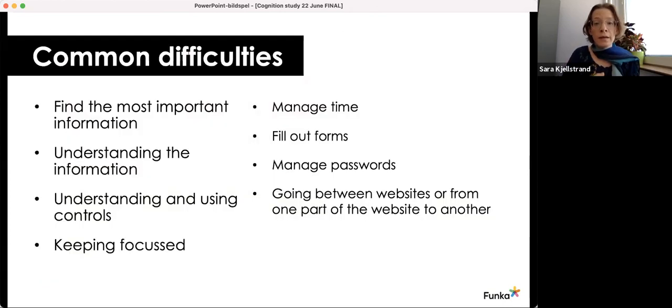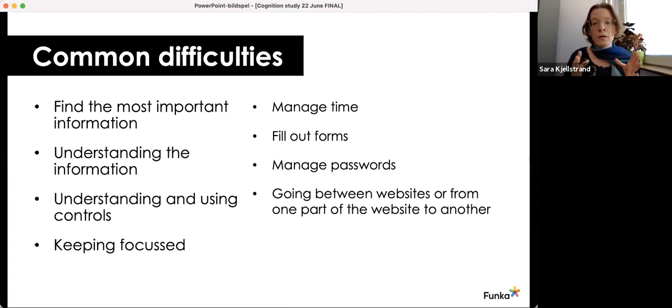And we have also found a list of common difficulties, which is finding the most important information on the page among lots of information, understanding, and it can be both to do with easy to read, but also the context of the text, not only the words per se, but really in what context the text is about. And then you have understanding and using controls. Controls can be drop-down menus, buttons, menus, anything that is clickable, really. Keeping focused on what you're doing is also one major difficulty. To manage time, handling timeouts, and also assessing how long time it will take. How long do I need to sit in front of this?